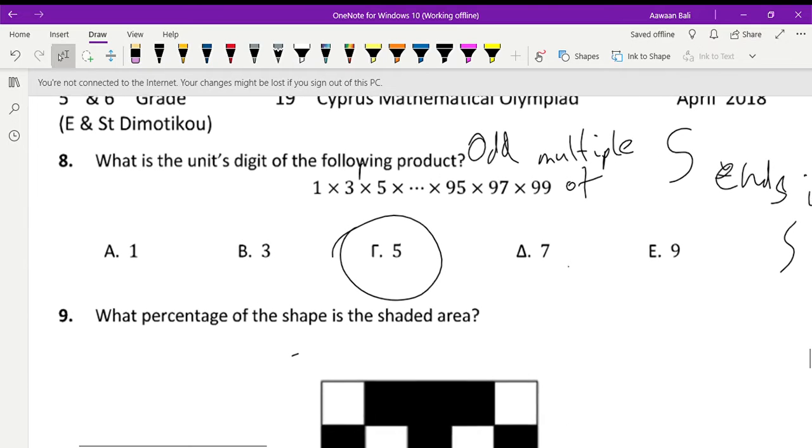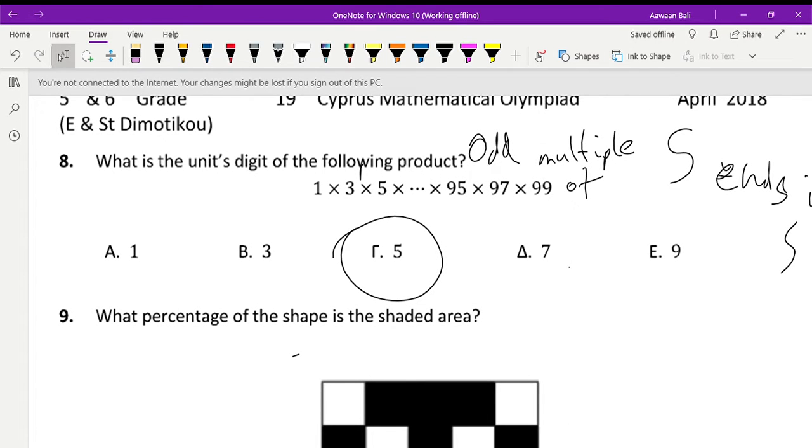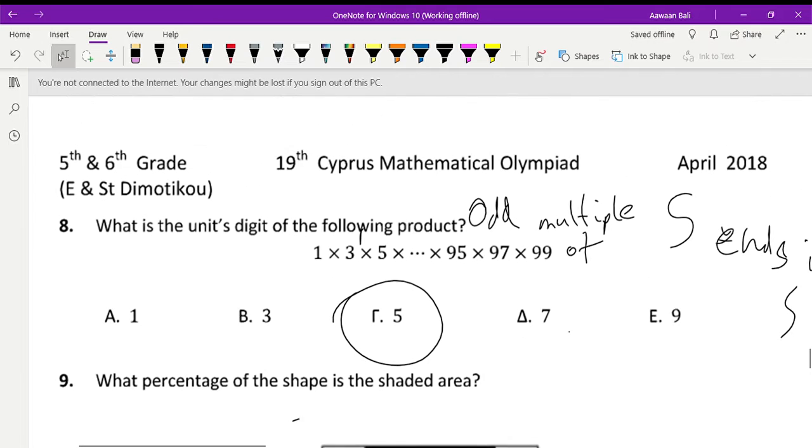So basically after 15 you got odd numbers, so that means that it'll have to be an odd number every single time, which means it won't diverge into anything else but 5. The unit digit won't diverge into anything else but 5, so the answer would be gamma 5.